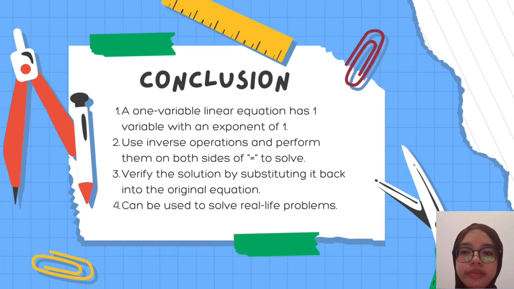Conclusion. One, a one variable linear equation has one variable with an exponent of one. Two, use inverse operations and perform them on both sides of the equals sign to solve. Three, verify the solution by substituting it back into the original equation. And four, it can be used to solve real life problems.